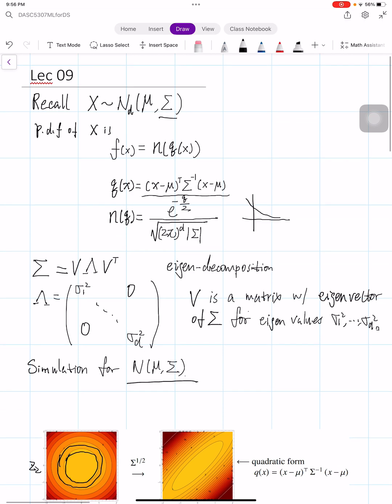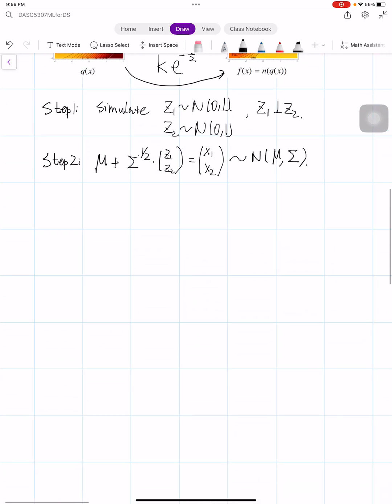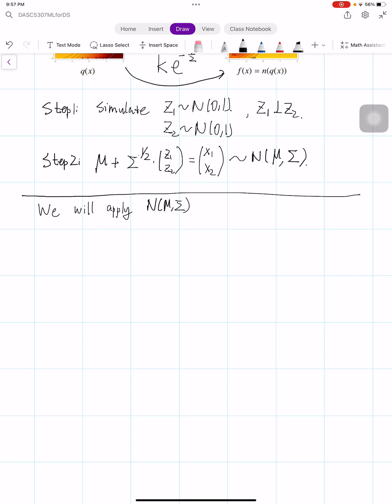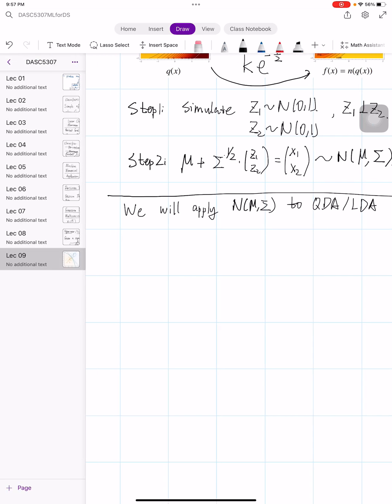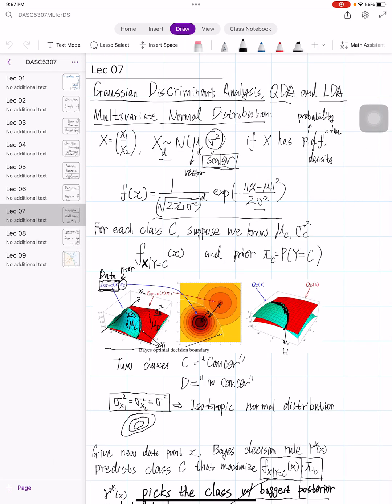And to apply the multivariate normal distribution for classification, we will apply the multivariate normal random variable distribution to quadratic discriminant analysis and linear discriminant analysis.